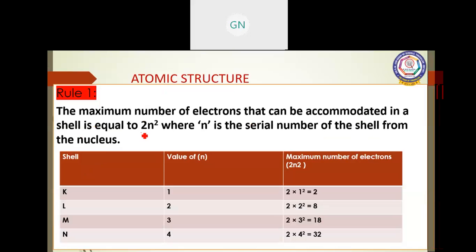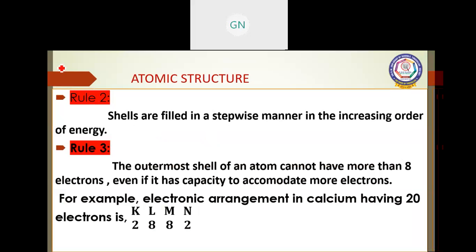The first rule: the maximum number of electrons that can be accommodated in a shell is equal to 2n squared, where n is the number of the shell from the nucleus. K, L, M, N are the four shells. K is the first shell, L the second, M the third, and N the fourth. When you substitute n as 1, 2, 3 and 4, you get 2, 8, 18 and 32. So up to 32 electrons can be filled in the N shell.